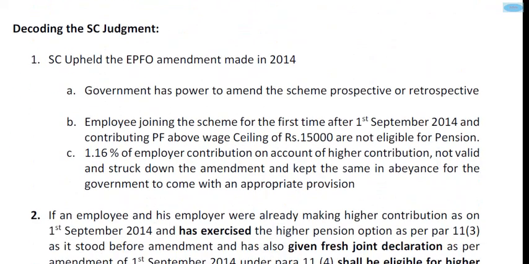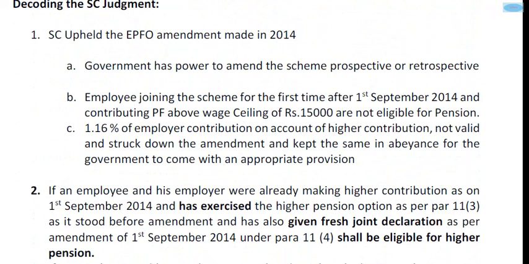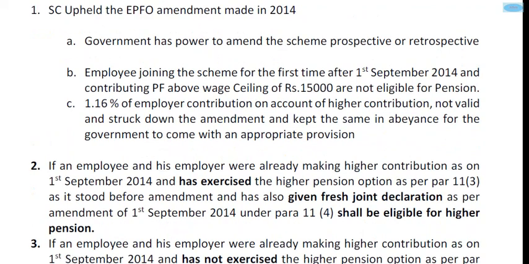So just to decode this Supreme Court judgment, I have explained it in brief, but a detailed note I am giving here. The SC upheld the EPFO amendment in 2014. What does it mean? Government has power to amend the scheme prospectively or retrospectively. Employees joining the scheme for the first time after 1st September and contributing PF above the wage ceiling of 15,000 are not eligible for pension. The 1.16% employer contribution on account of higher contribution is not valid and was struck down, and the amendment was kept in abeyance for the government to come out with an alternative provision.